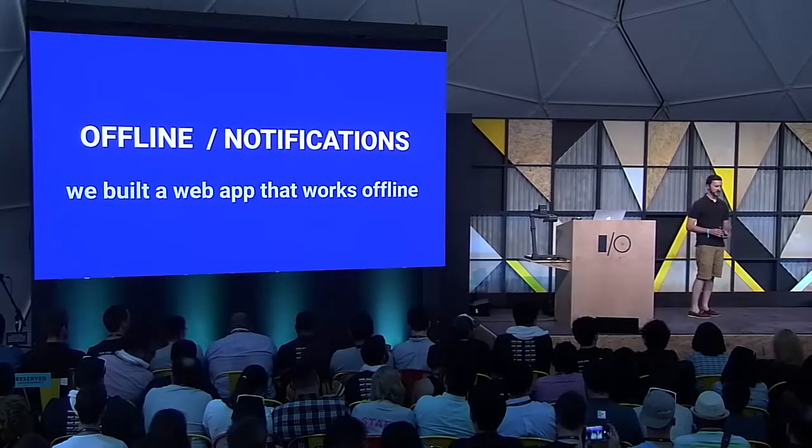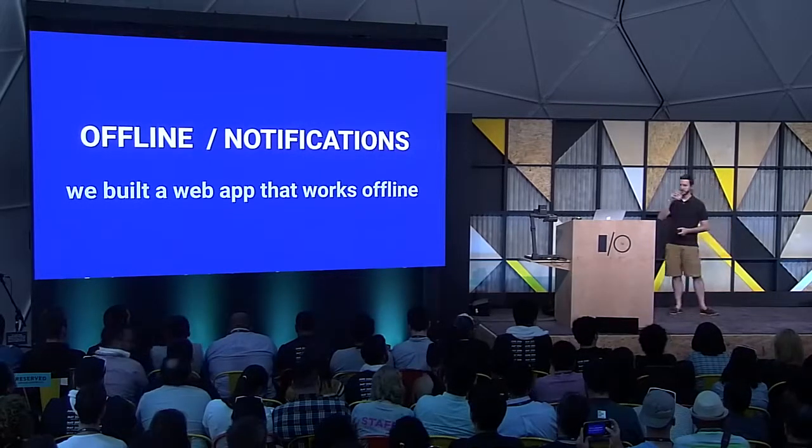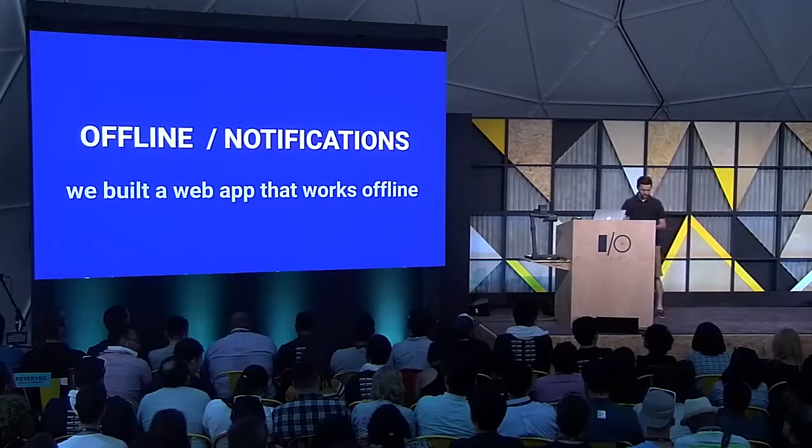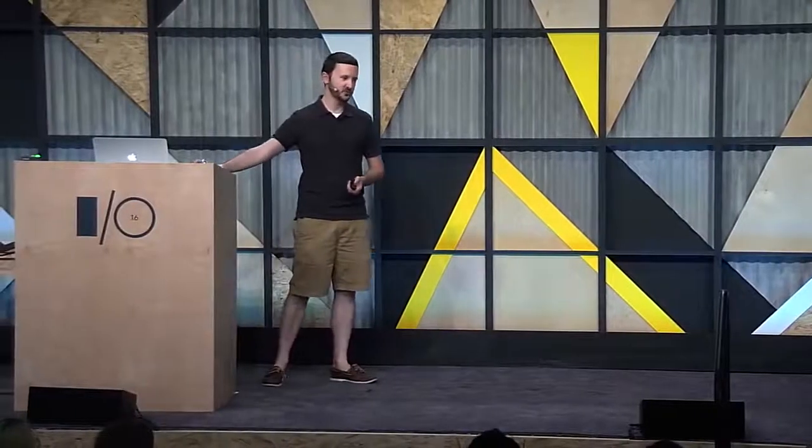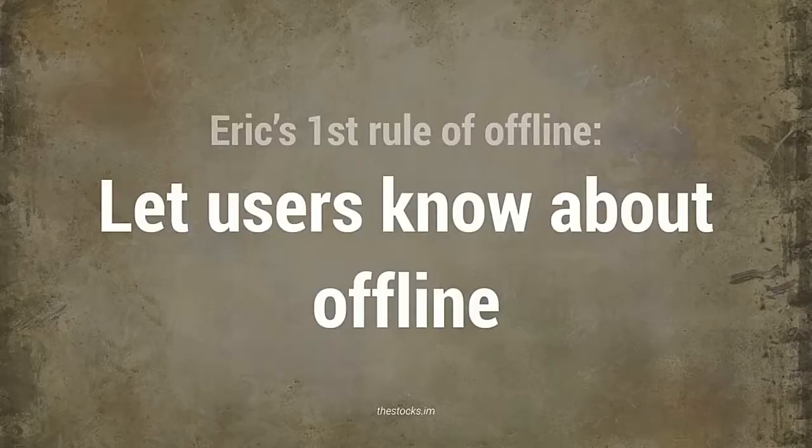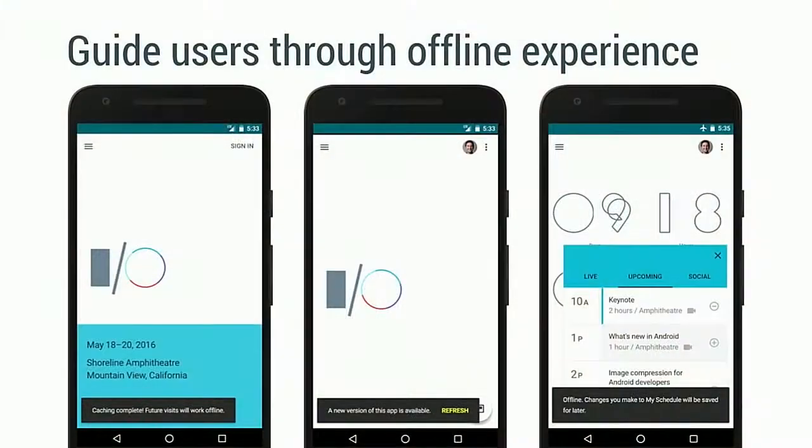The last thing I want to talk about is offline and notifications. So my first rule for offline is that you have to let users know about offline. People don't expect a web application to work offline. I know I don't. I still don't, even in 2016 when we have things like Service Worker. So we really guide users through this entire experience about being offline.